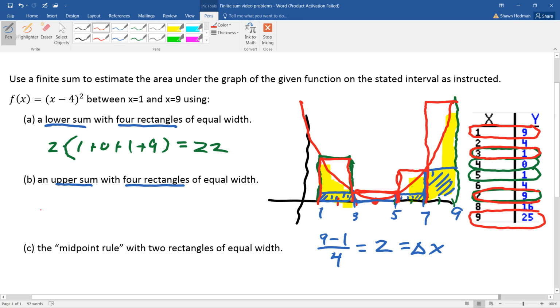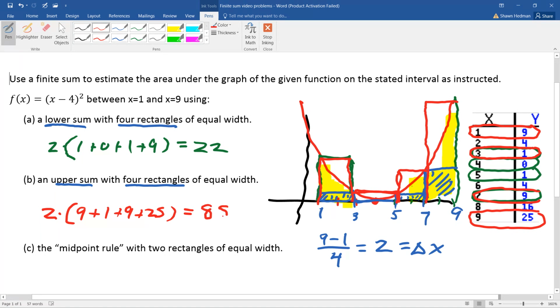It's base times height for each of these 4 rectangles added together. But again, I'm going to factor out that base. That's delta x, which is 2. The base of each rectangle times the height, which is 9 plus 1 plus 9 plus 25. 25 plus 9 plus 1 is 10, so that's 35, and 9 is 44 times 2. Looks like this gives us 88.